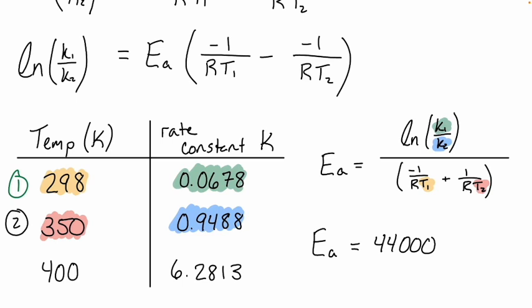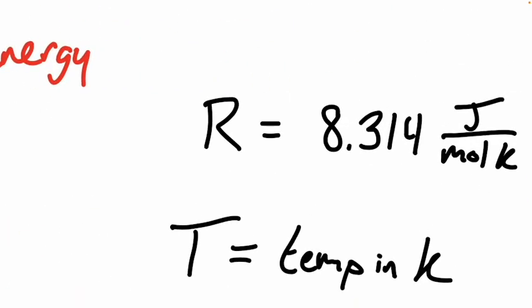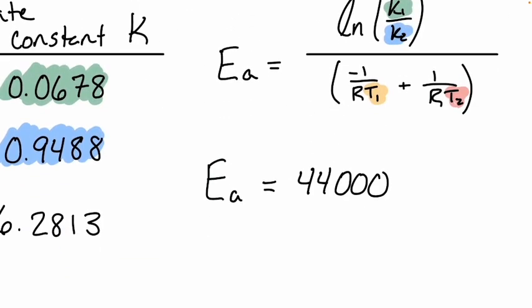If we look at why that might be, remember what our units for R are. They're in joules per mole Kelvin. So this value that I got here for my activation energy is in joules per mole. Much like free energies, it's a little bit more natural to look at these in terms of kilojoules per mole. So 44 kilojoules per mole would be my activation energy.